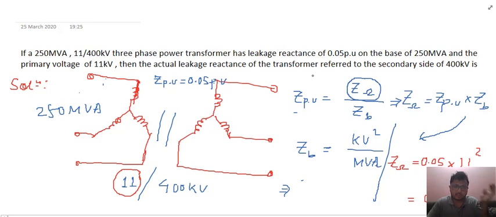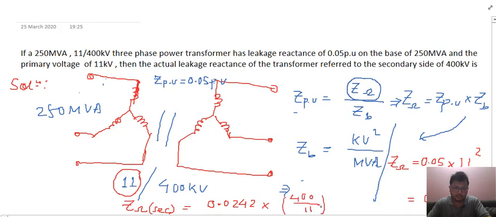Now let us consider the secondary, what they actually want: the actual leakage reactance of the transformer referred to the secondary side of 400 kV. Now in the secondary side, Z ohm secondary, what is the value? We know, as we have already studied in machines, this is the primary value into the turns ratio, which is 400 by 11, 400 by 11 whole square. If you simplify this, you will get the result as 32 ohm. So this is the final answer. Okay.